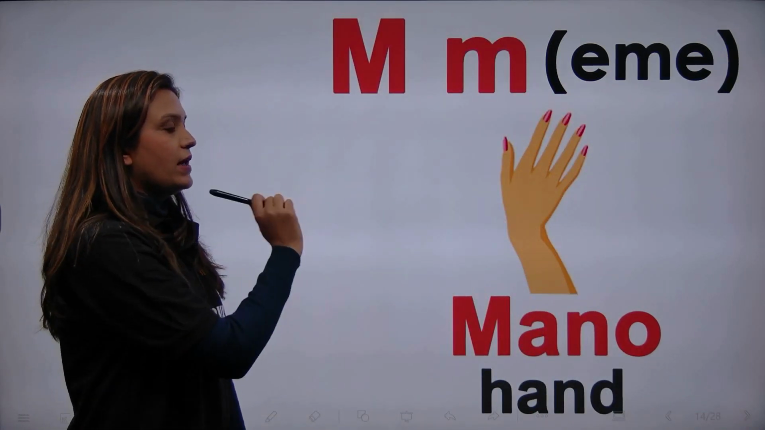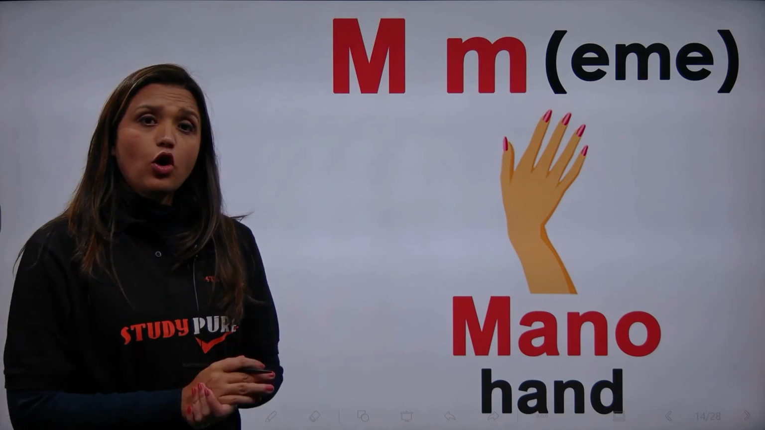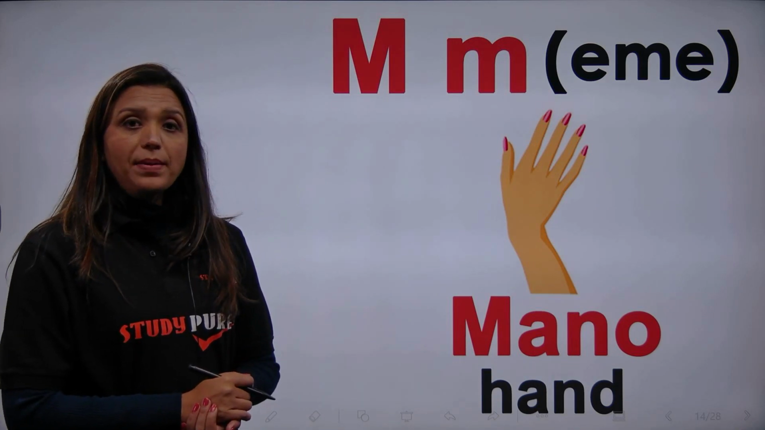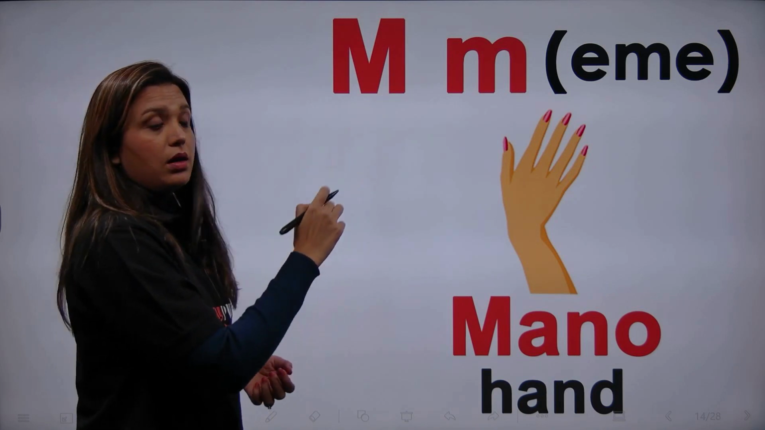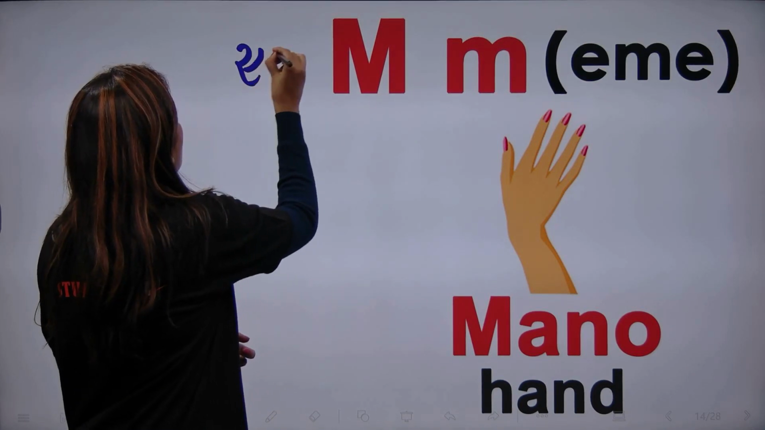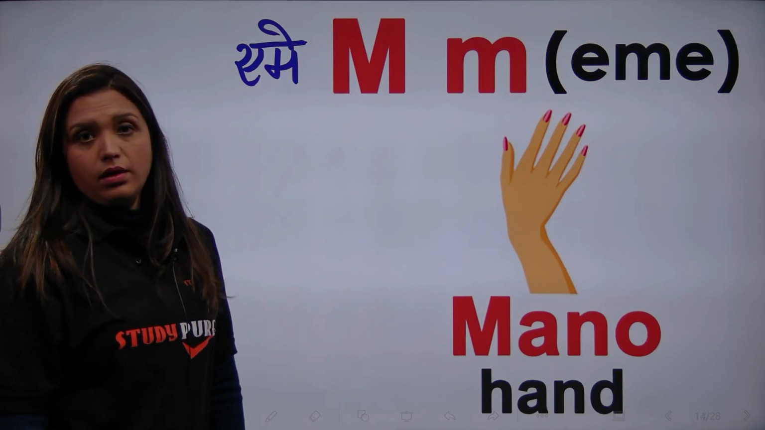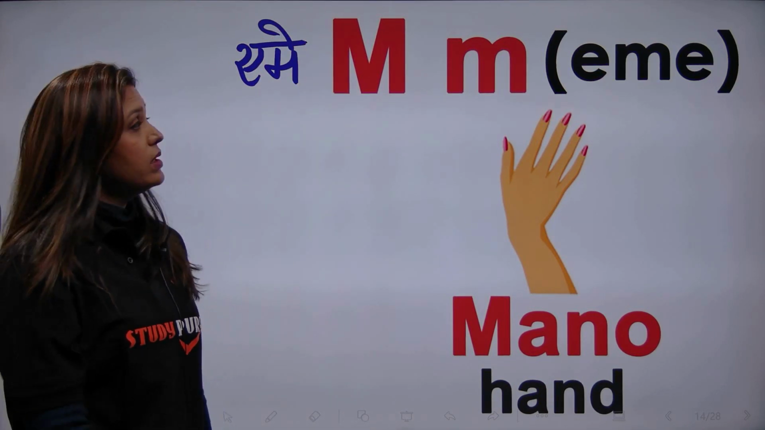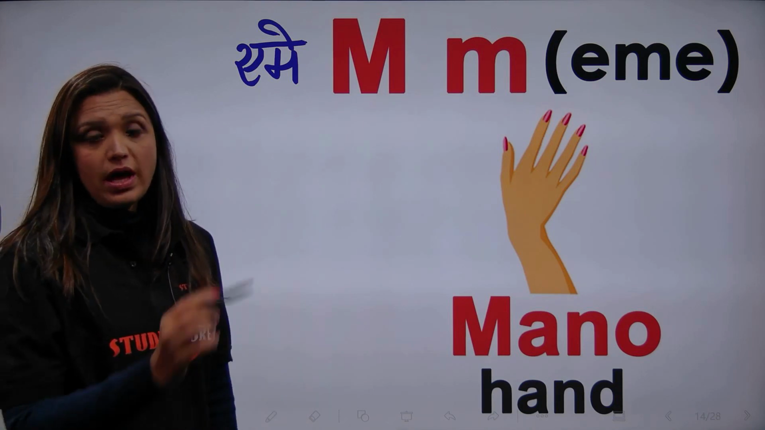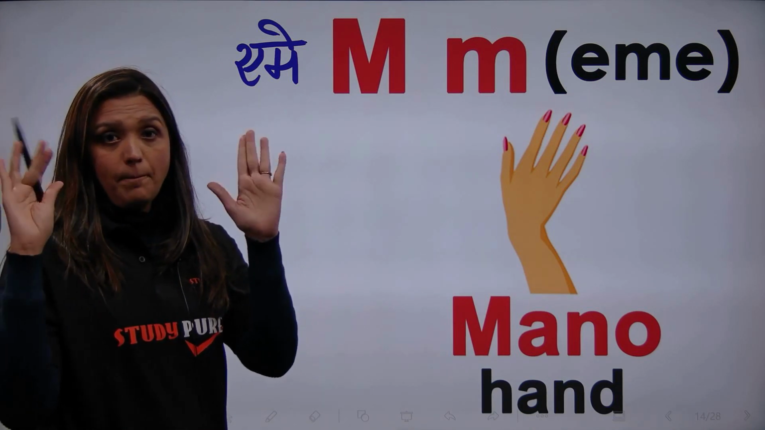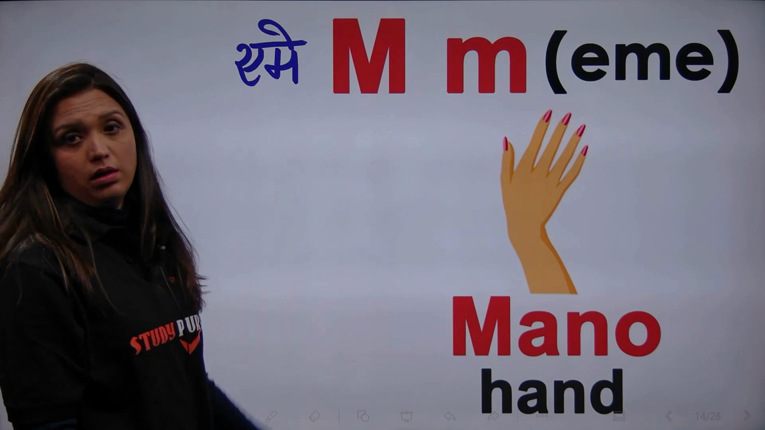Now, what do we have next? We have M. And how do we call an M in Spanish? M becomes eme. It's an M in Spanish. M for mano.